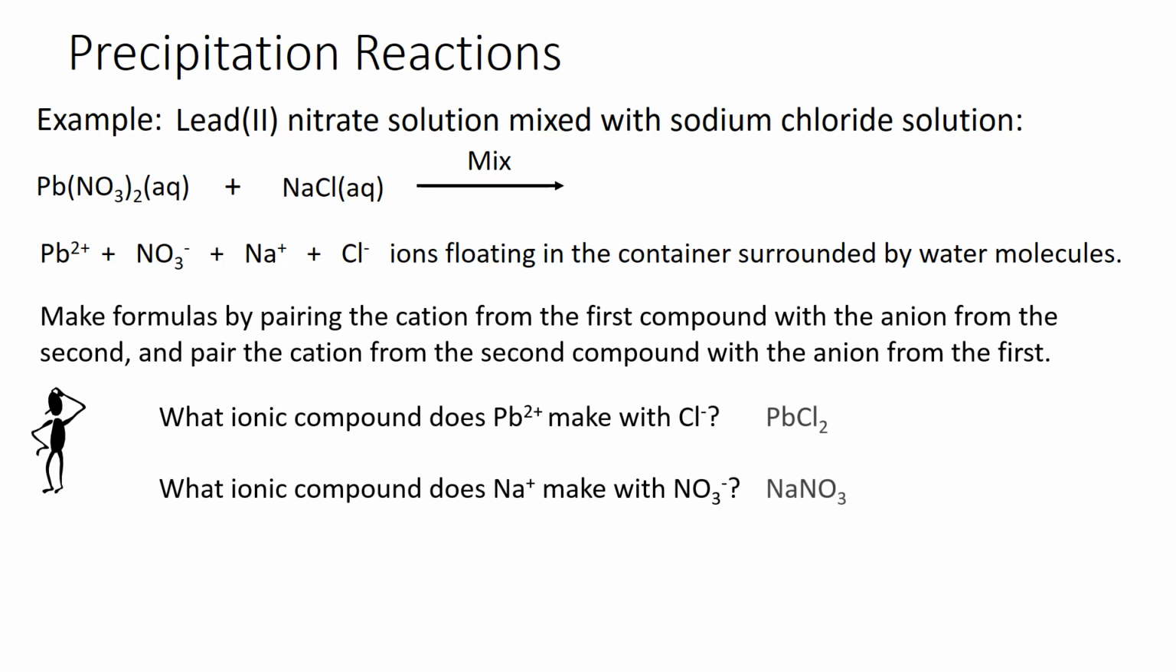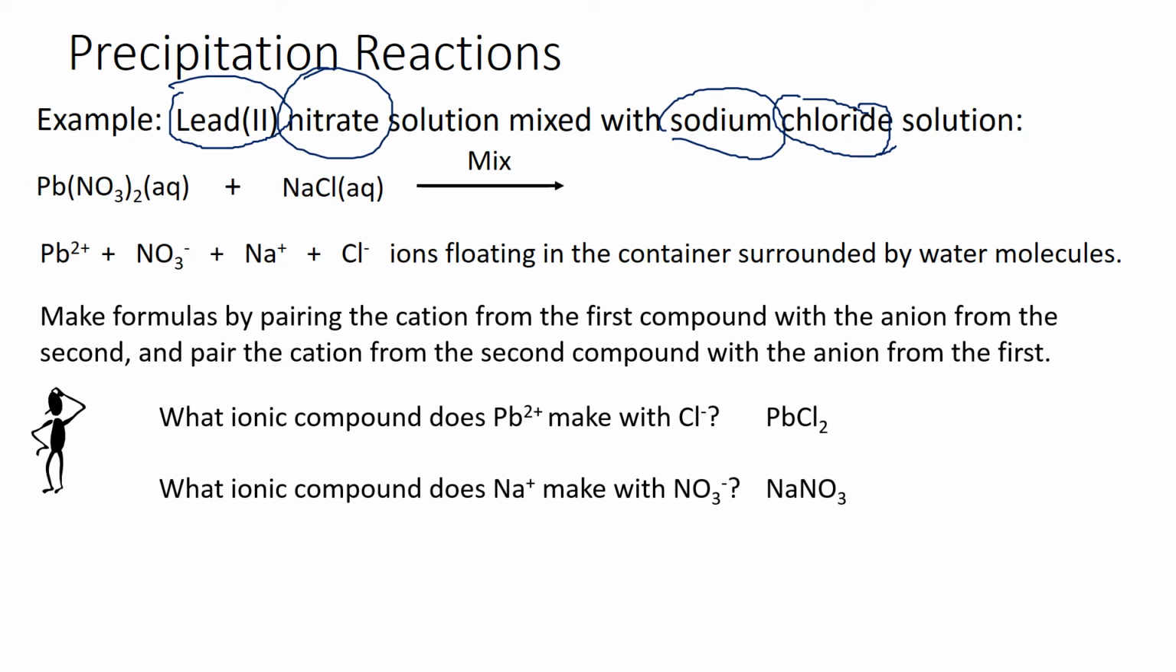Formula for lead-2 chloride, formula for sodium nitrate. So all I did was take the sodium. The first one is lead-2 nitrate. I took the lead-2, combined it with the anion from the second one, and then I took the sodium, combined it with the anion from the first one, and wrote formulas for it. That's the formula for lead-2 chloride and the formula for sodium nitrate.